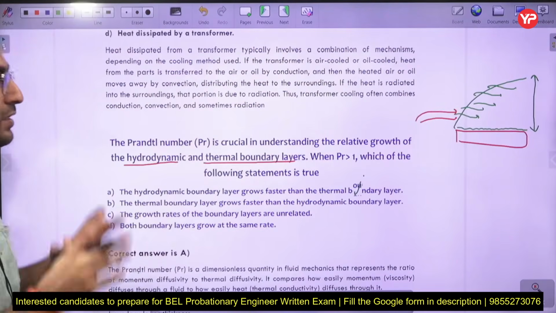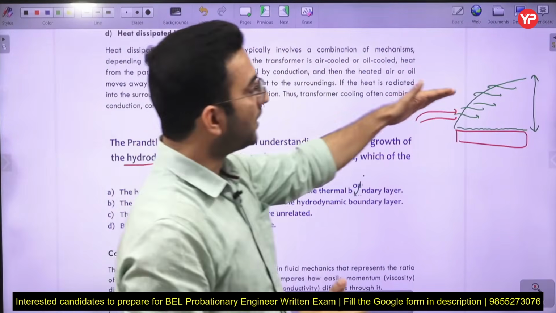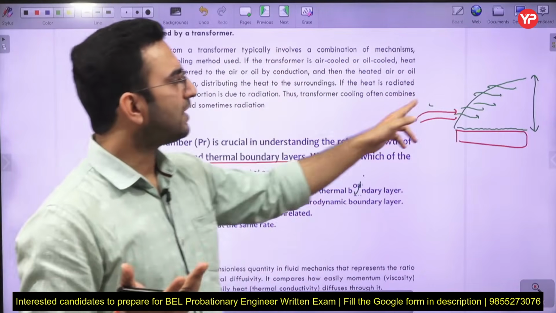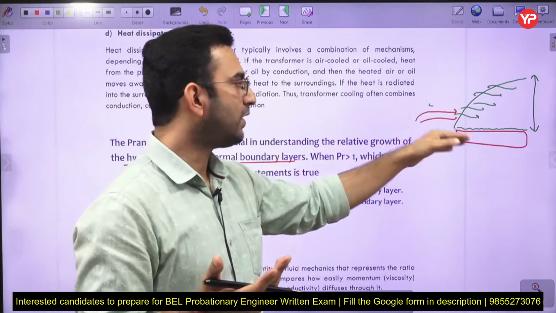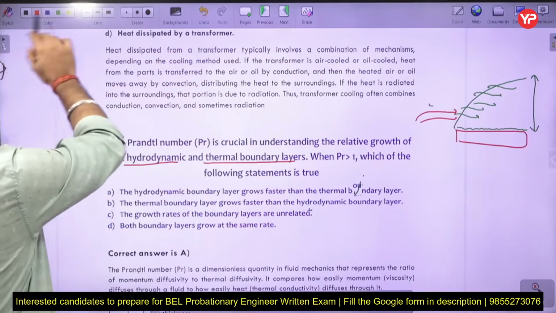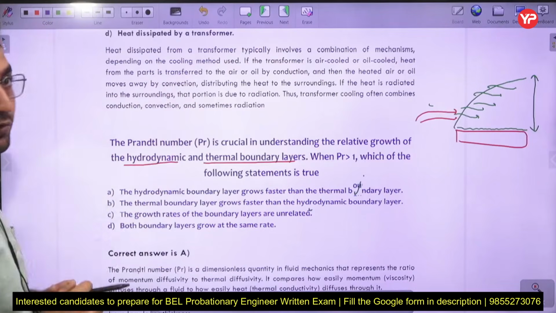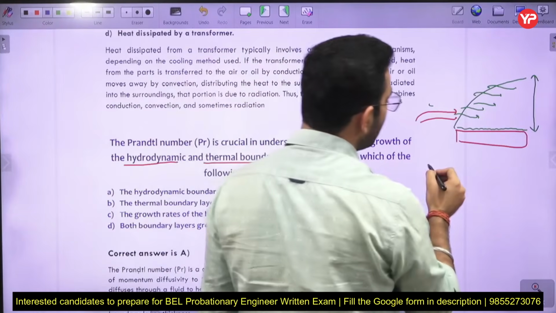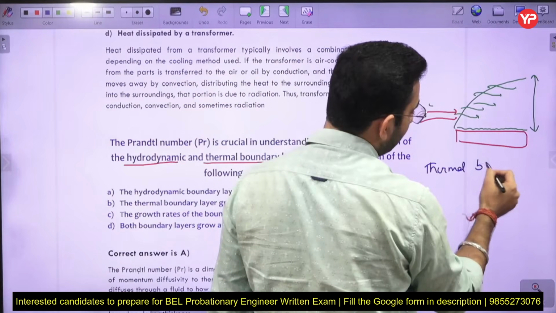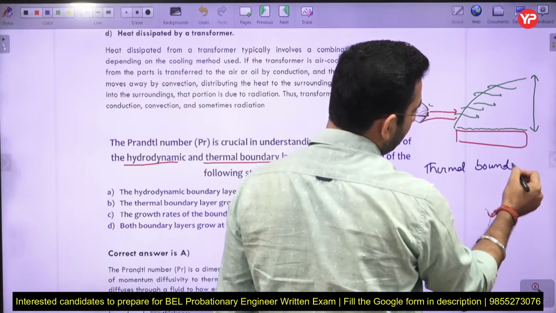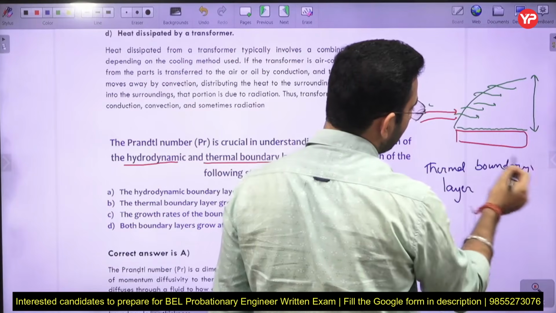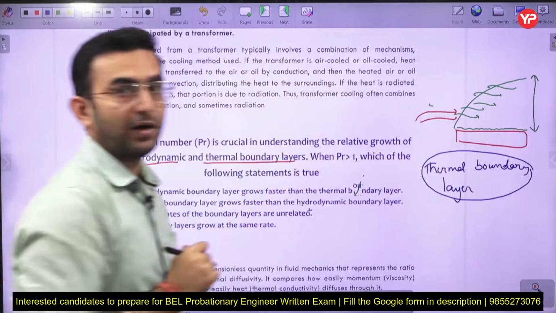Now along with that, just suppose that there is a temperature difference also. At first I told you there is no temperature difference. So now let us say there is a temperature difference between the solid surface and the fluid. Then the formation of a thermal boundary layer will take place. Just remember that part.